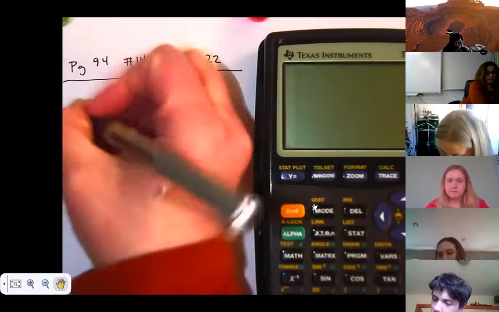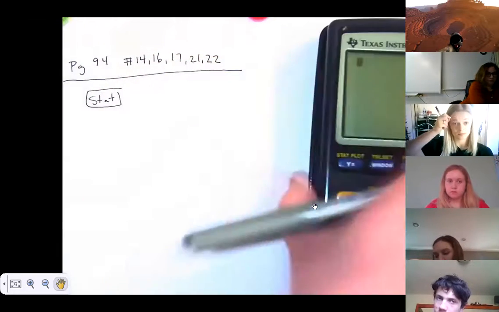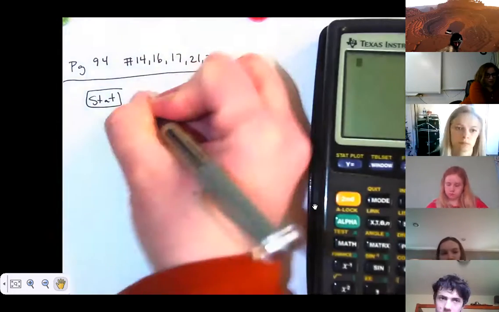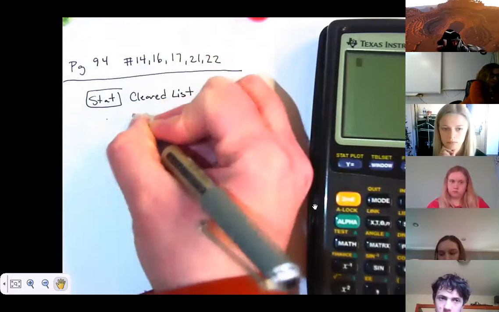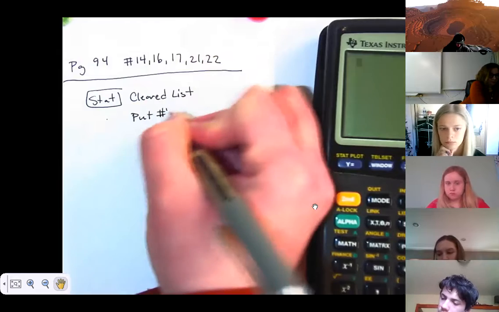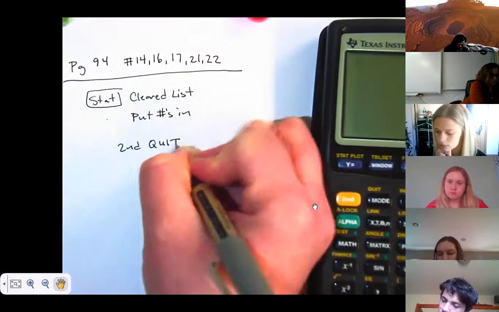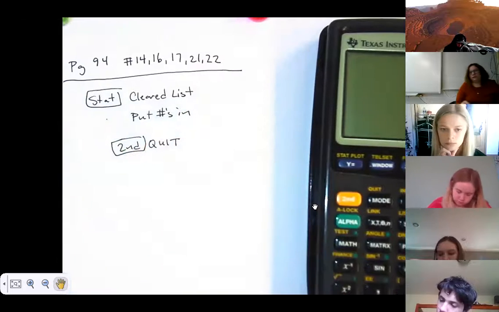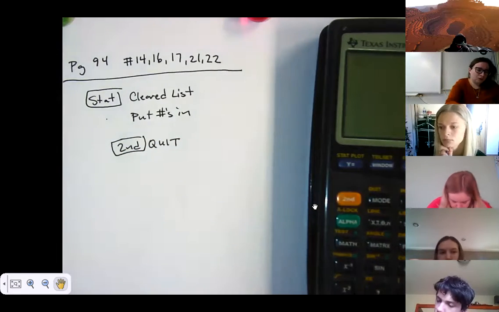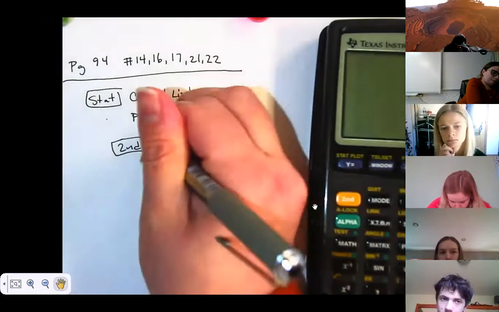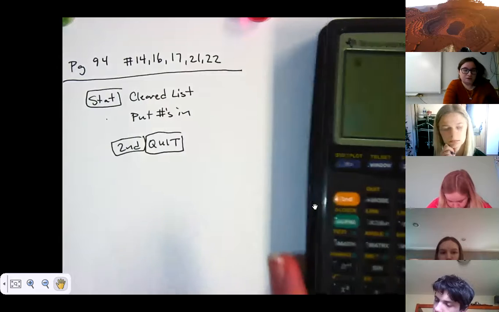Okay, so I'm going to write down some instructions right here. First, we push the stat button and then we clear the list and put numbers in. And then we hit second quit to get out of there. Okay. And now you're going to hit stat again.